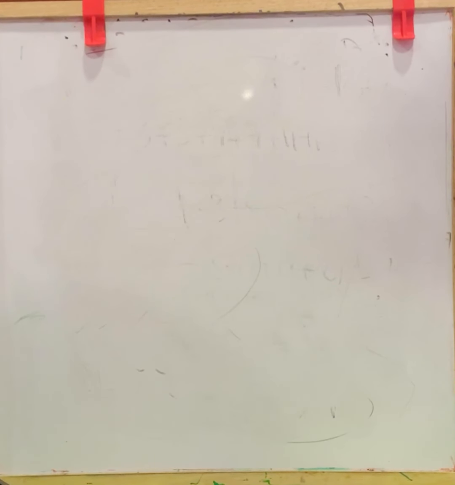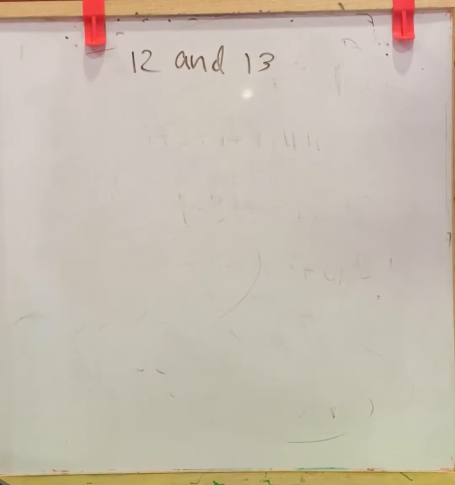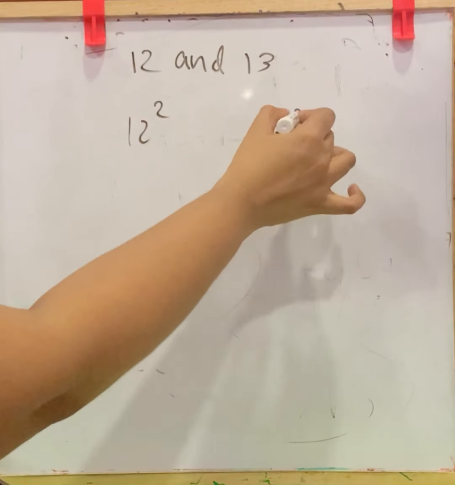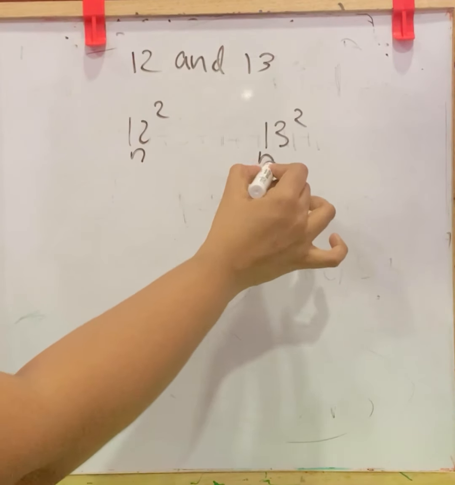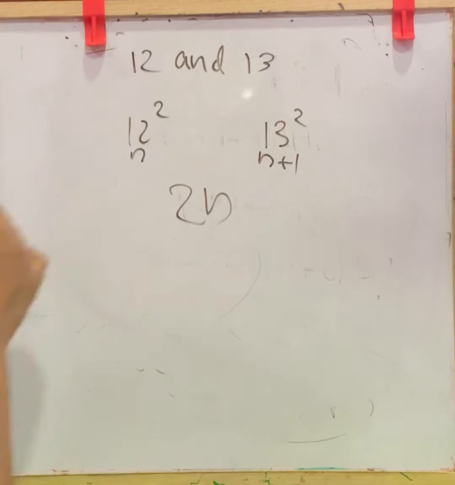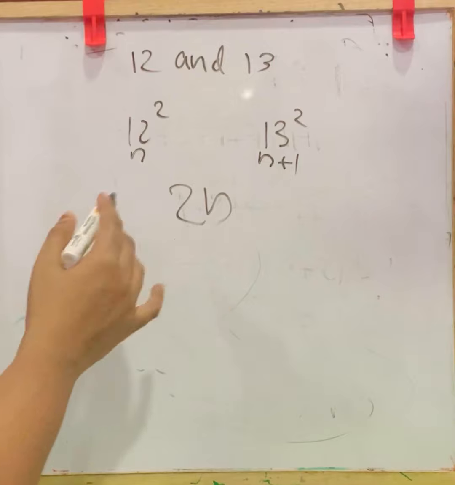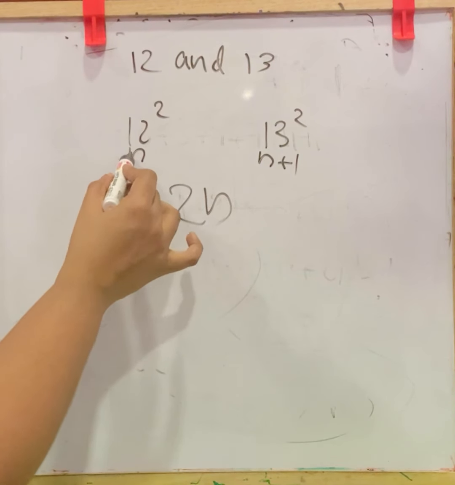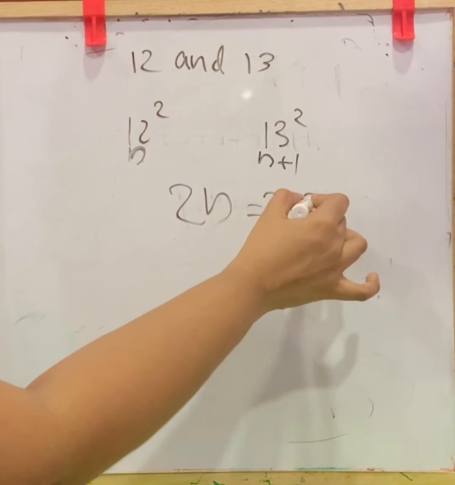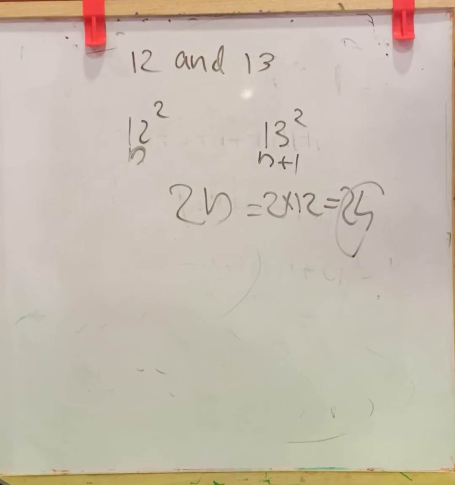Next question. How many numbers lie between squares of the following numbers? 12 and 13. How many numbers lie between the square of 12 and 13? That is 12 square and 13 square. This will be n, this will be n plus 1. We know 2n numbers lie between these two numbers, right? We just learned about it in the introduction. So 2n numbers, here n is 12. 2 into 12, 24 numbers lie between 12 square and 13 square.